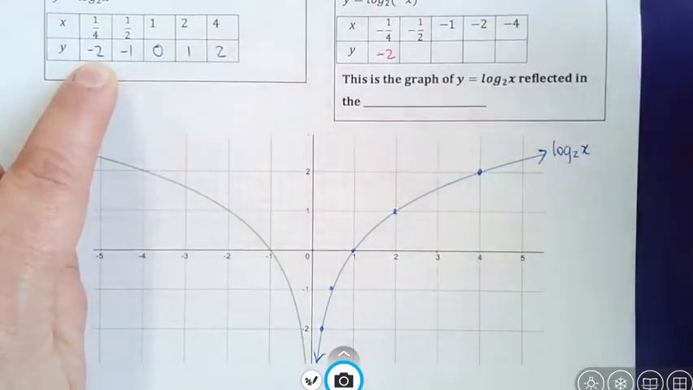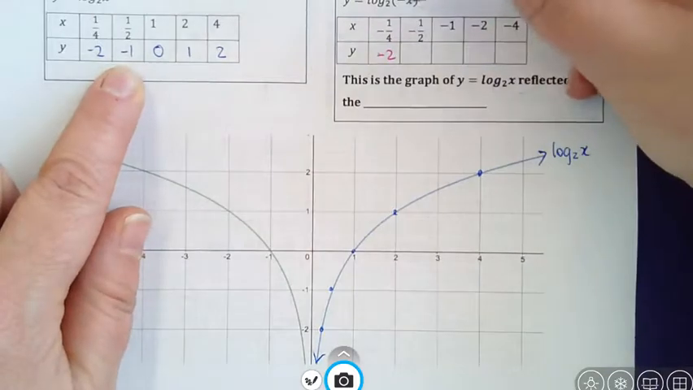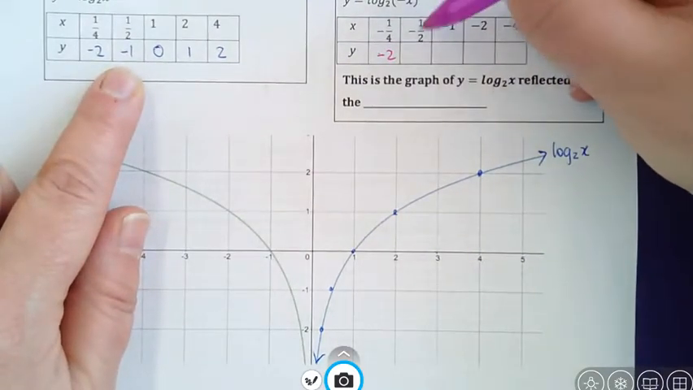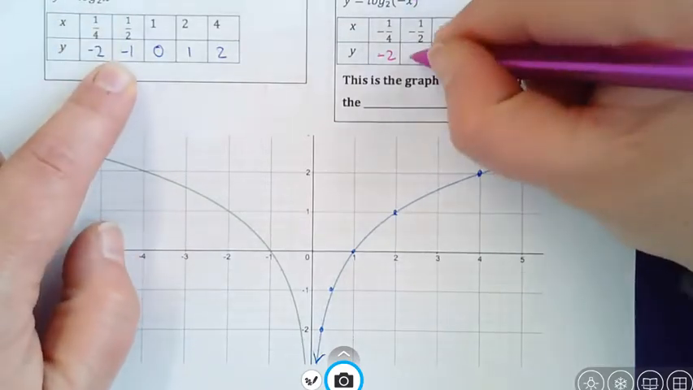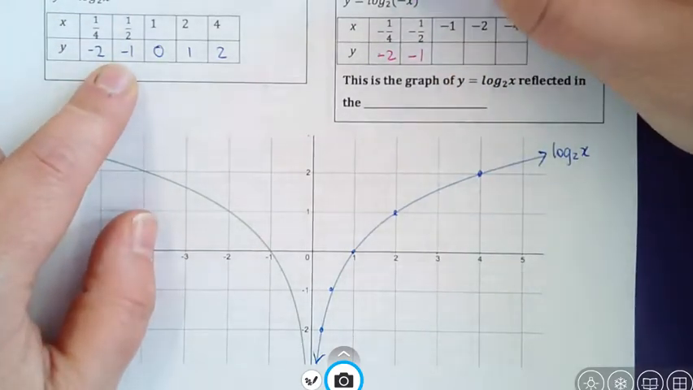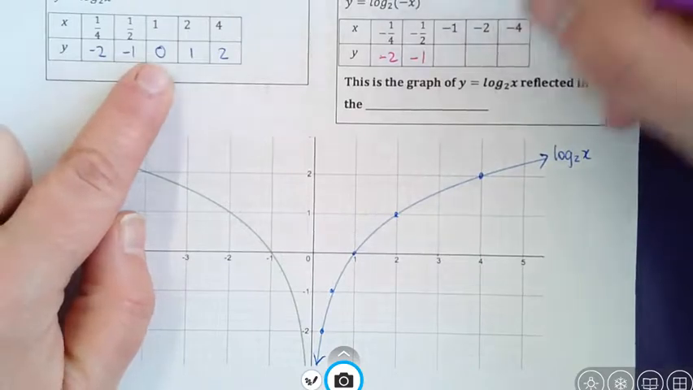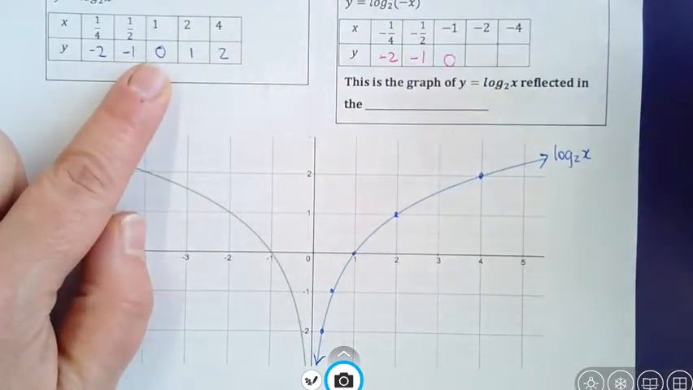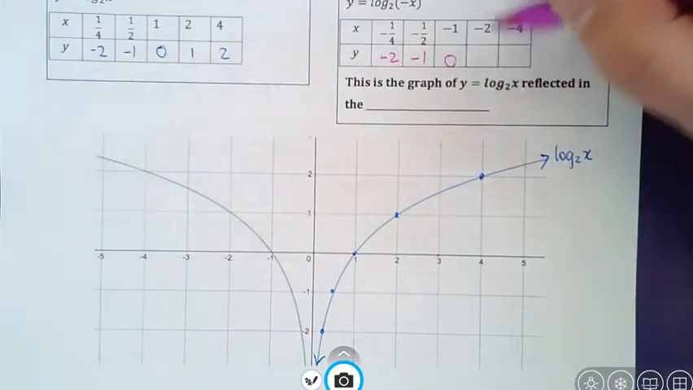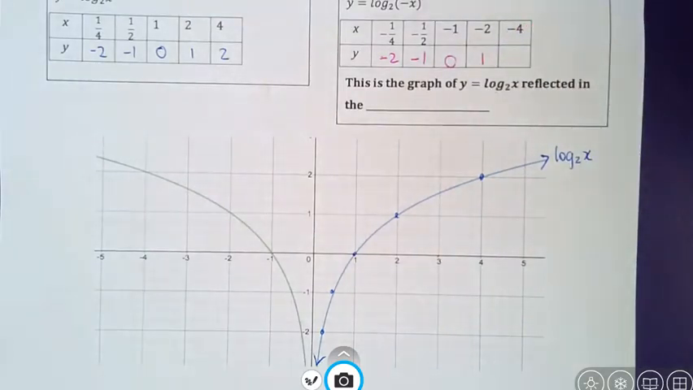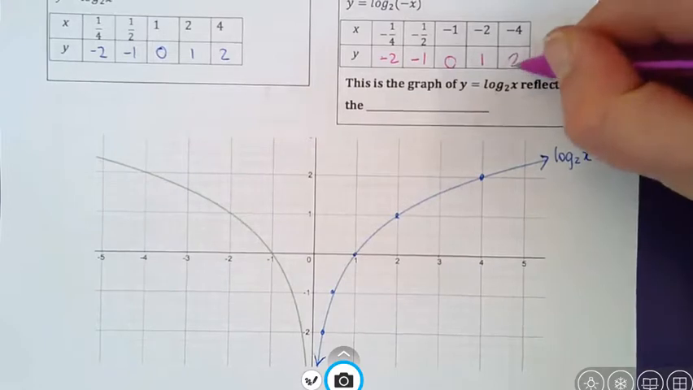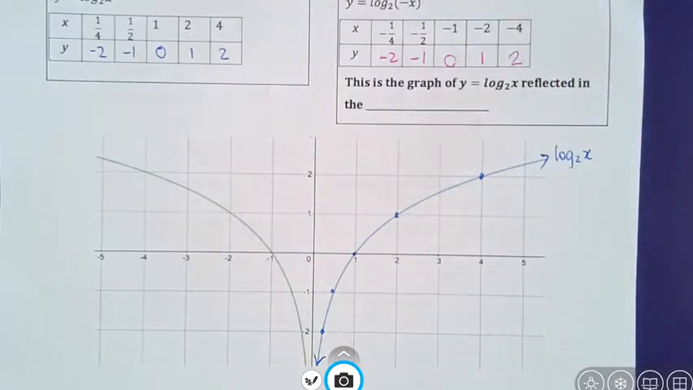Is that what you're getting? Yep. Log to the base 2, negative of negative a half makes it positive a half. It's the answer you got for positive a half. Negative, negative 1 is positive 1. It's the answer you got for 1. Negative, negative 2 would be the answer you got for positive 2. And negative, negative 4 is positive 4. It's that. So you might want to plot those points.